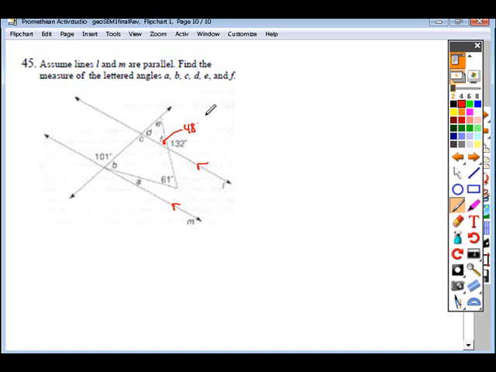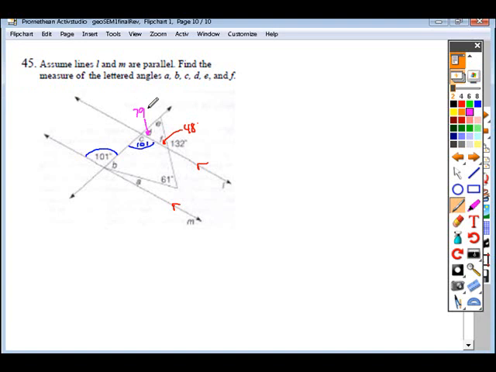Now, at the same time here, without having to draw in any additional lines, we have these two alternate interior angles. So if this angle is 101, angle C is also going to be 101. And if that's 101, then its linear pair D is going to be 180 minus 101. So this angle will be 79.